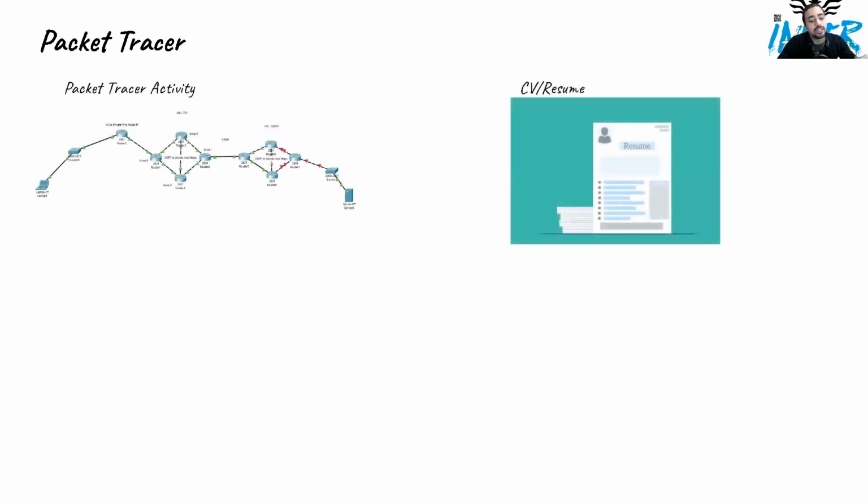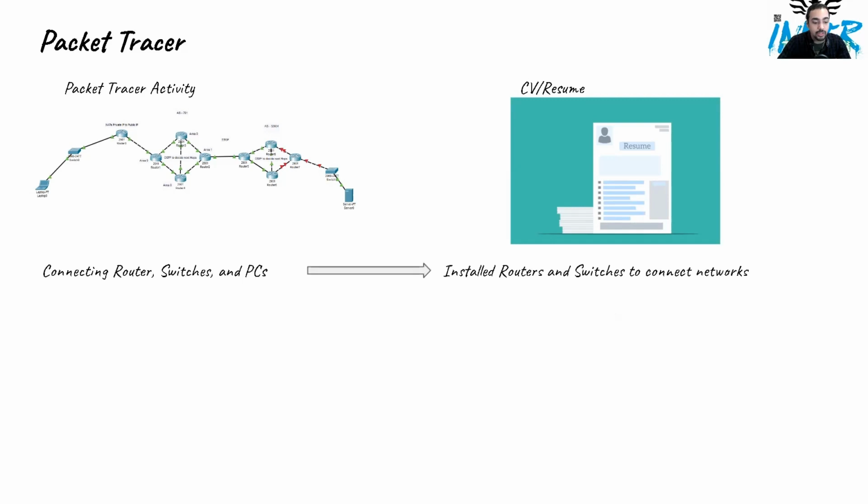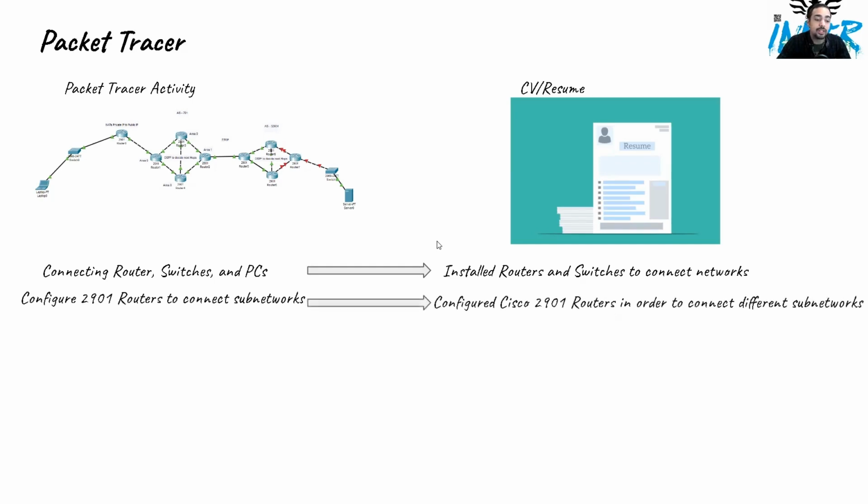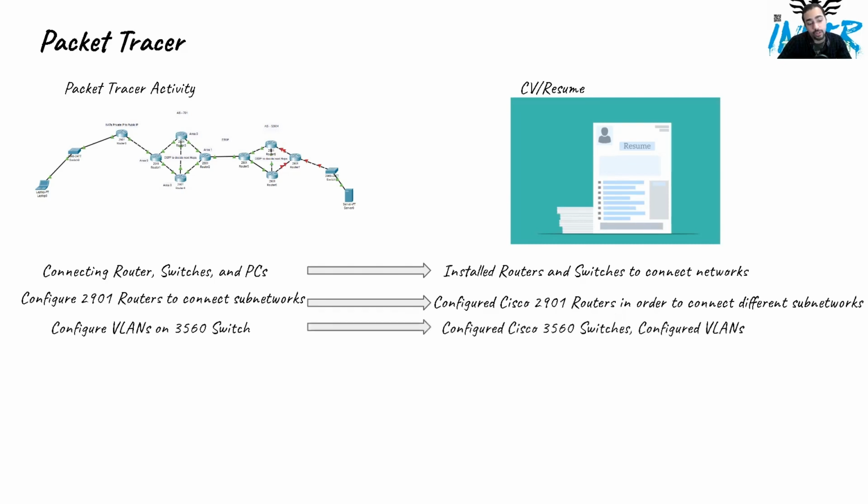So let's look at how different Packet Tracer activities can be turned into experience on your resume. Connecting routers, switches, and PCs in Packet Tracer can be stated as having installed routers and switches to connect networks. Configuring 2901 routers to connect some networks can be stated as configured 2901 routers in order to connect different subnetworks. If you configure VLANs in Packet Tracer on a 3560 switch, then you configured 3560 switches and configured VLANs.